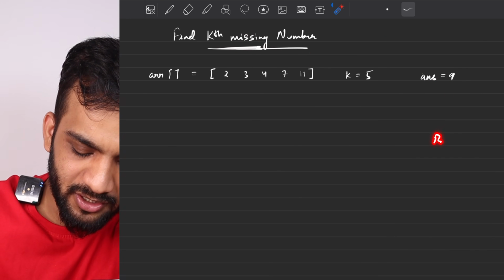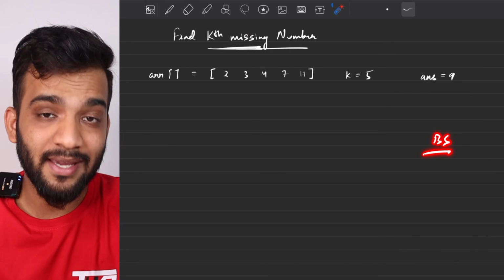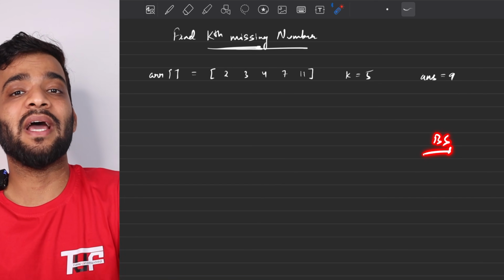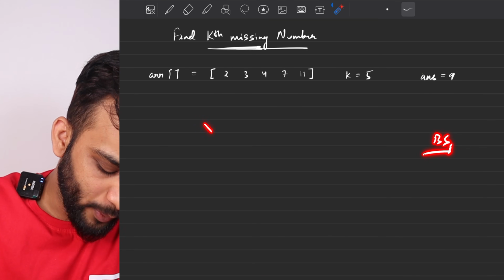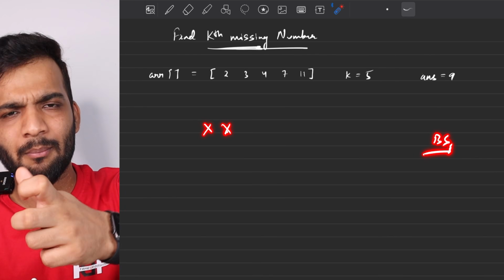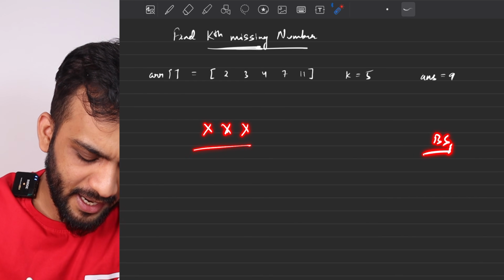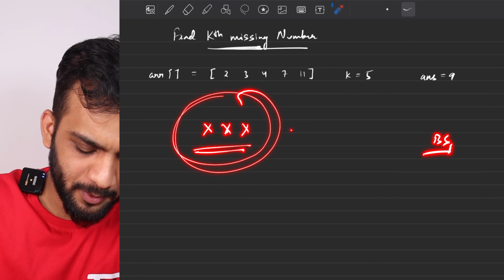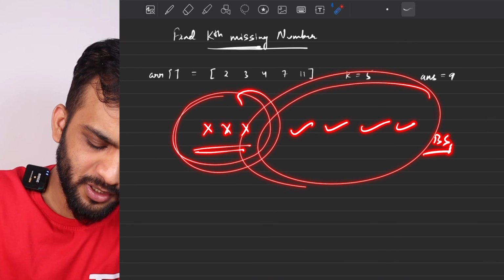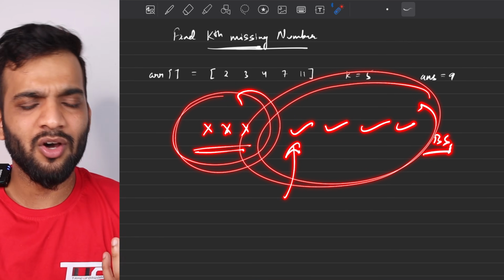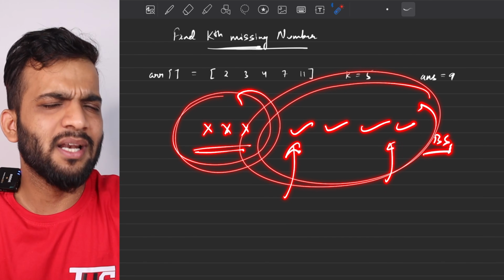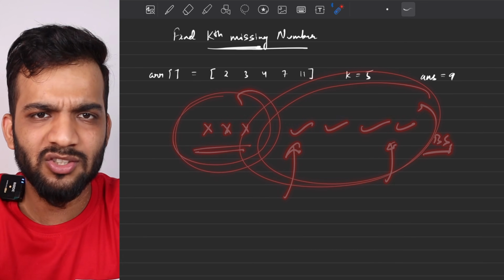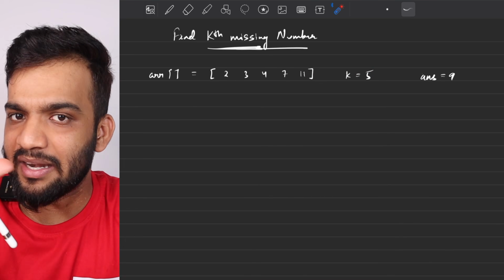Can we apply binary search on answers? We cannot, because binary search on answers is only applicable when you are looking for something like minimum or maximum, and you know that some portion is not possible and the other portion is possible. So either you look for the min or you look for the max, something like that. But over here, that's not the case. The case is very different.